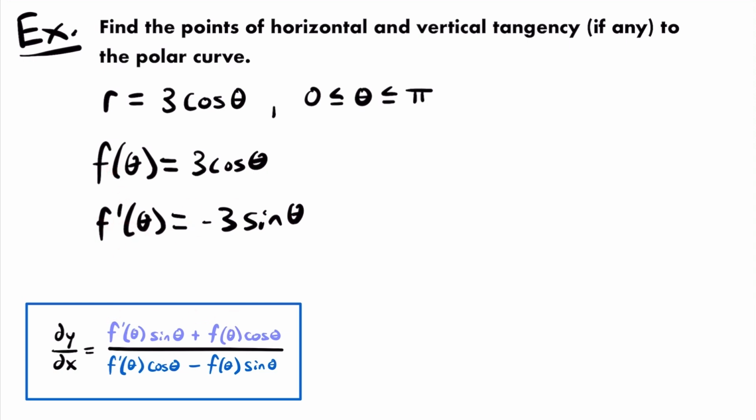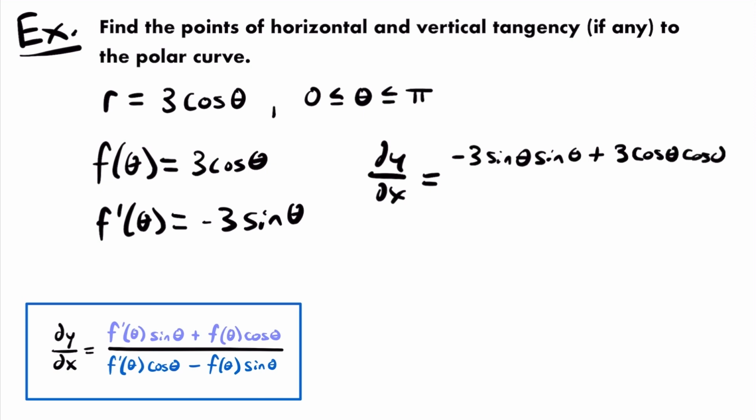Now we can use f prime of theta and f of theta to set up our derivative. So dy/dx is equal to f prime of theta times sine theta, so we'll have negative 3 sine theta times sine theta. I'll write that down, negative 3 times sine theta times sine theta. Then we'll add f of theta times cosine theta, which is 3 cosine theta times cosine theta. And then that will be divided by f prime of theta times cosine theta, so negative 3 sine theta times cosine theta.